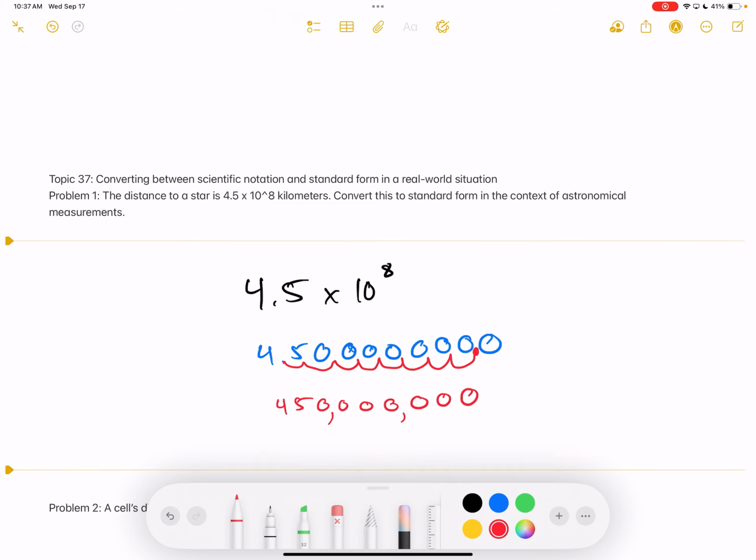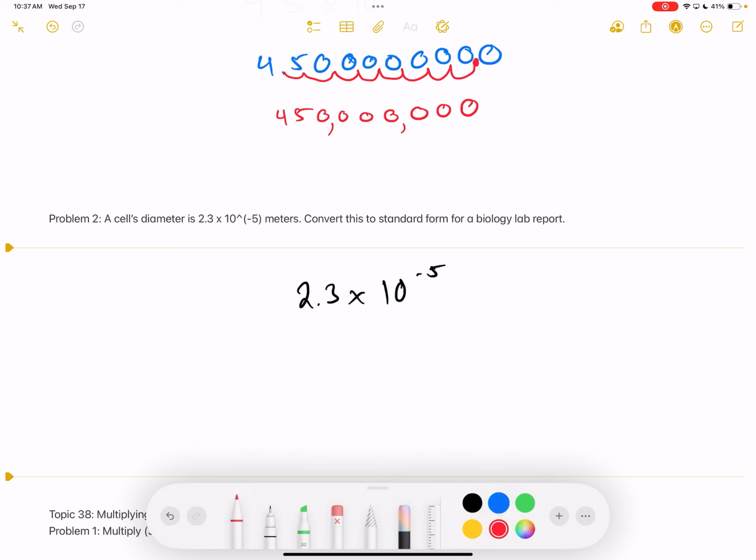On the next one, it says a cell's diameter is 2.3 times 10 to the negative 5th. This is a very small number. So I'm going to move it to the left, right? So if I'm moving it to the left, I want some zeros to the left. So I move it 1, 2, 3, 4, 5. So this is 0.0000023. Okay. I don't like left and right. Just kind of know that if it's a negative, you got to end up with a small decimal number.